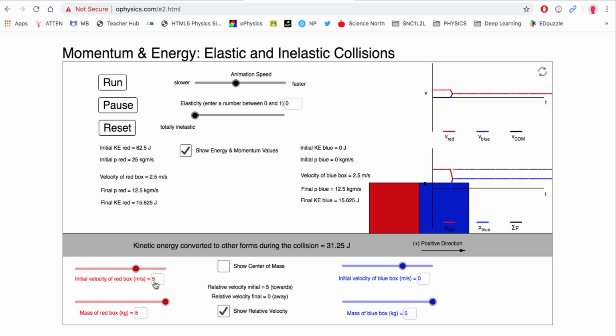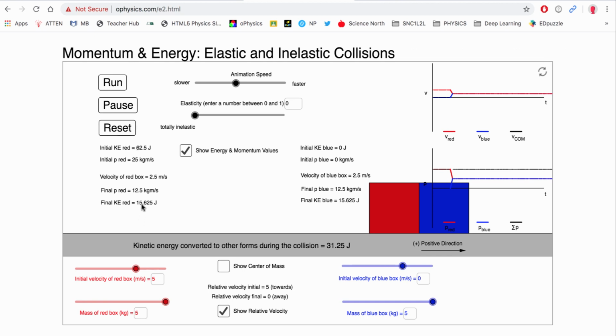The red box is moving towards the right at 5 meters per second. After the interaction, it's moving with half that velocity. The blue box was originally at 0. Now it's moving at 2.5 meters per second. The total energy of the system before the interaction was 62.5 joules.